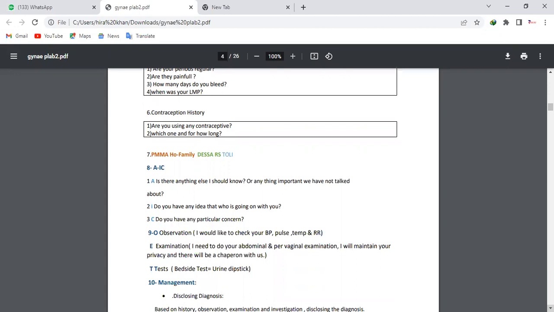And then comes the rest of the history, like PMH. Do you have any previous medical problems? Are you using any medications? Do you have any other long-term problems? Are you allergic to anything, like latex allergy? Because in a lot of females, for example with condoms or the use of a diaphragm, they might not be able to use them because they might be allergic to the material. So you have to ask the allergy history here. That is very important.